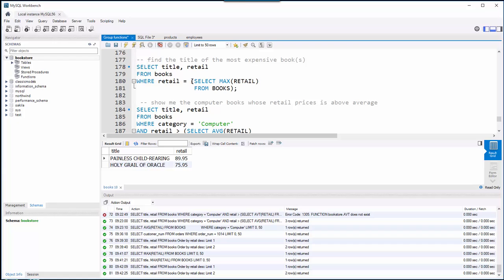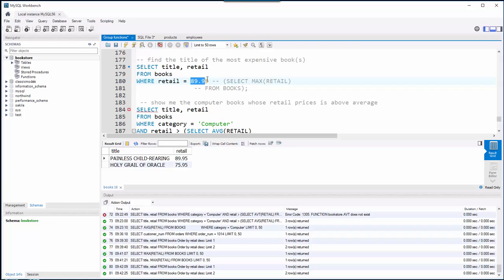Well, basically right here, I know what is the highest price. It's $89.95. And so what I'm going to do is say, show me the title and the price of books where the price, the retail price, equals $89.95. So basically, I could just type $89.95 here and comment this out. And that's going to solve the problem.